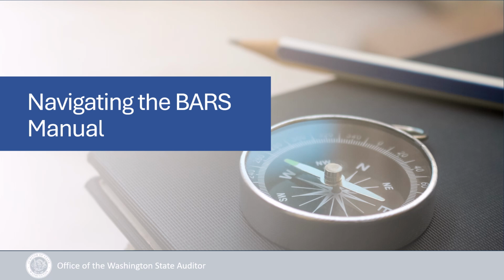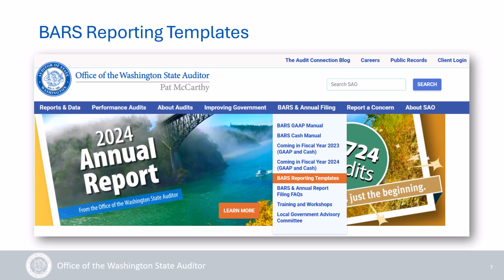Now we will move into navigating the BARS manual. Remember, the focus of this training is connecting the BARS manual to the annual report so you know where to find the applicable BARS guidance for each component of the report. Let's start with the reporting templates. To access this, you will go to the SAO homepage, sao.wa.gov, select BARS and annual filing up at the top, and select BARS reporting templates.